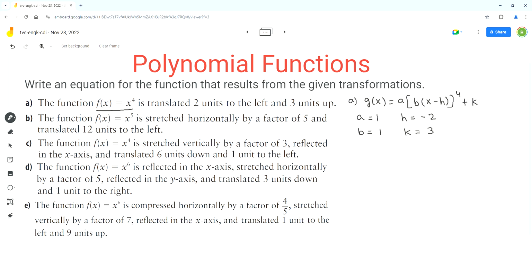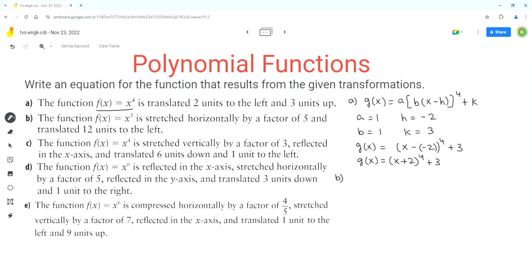Now we can sub in these values to write the transformed equation. A is equal to 1, so we can ignore it. B is equal to 1, so we can ignore it. X minus -2 is equivalent to x plus 2. So this should be the final answer for part A. Now we can answer part B.